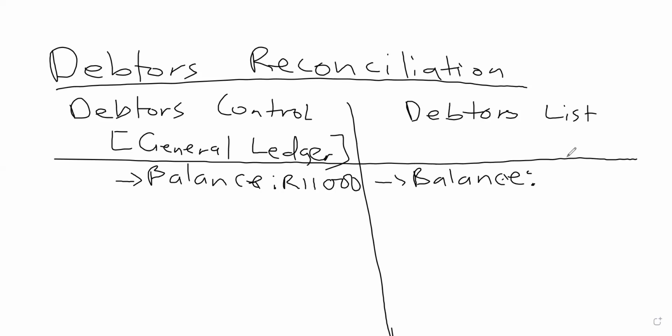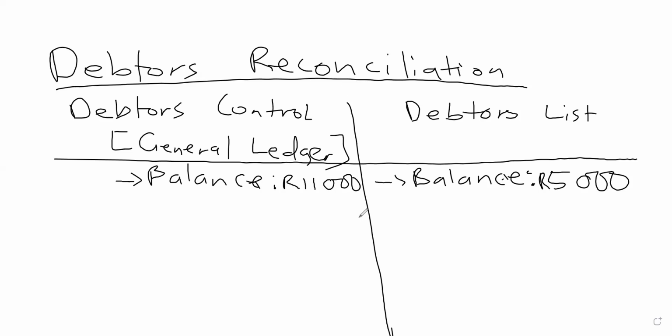So maybe according to that, when we totalize all of those debtors' balances, we find out maybe they are owing us, let's just say, 5,000 rand. Right. So now the question is, why is there a difference in the balances reflected according to the debtors control in the general ledger and the balance as per the debtors list over here? Why is there a difference between the two? That is the question that is answered by performing a debtors reconciliation.